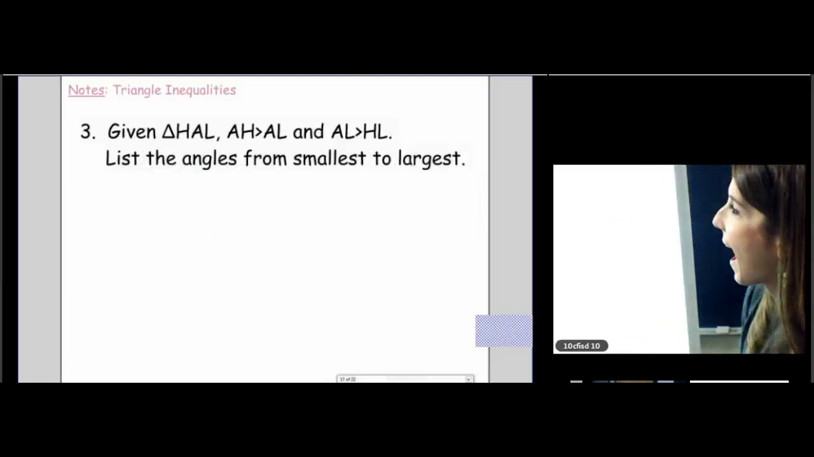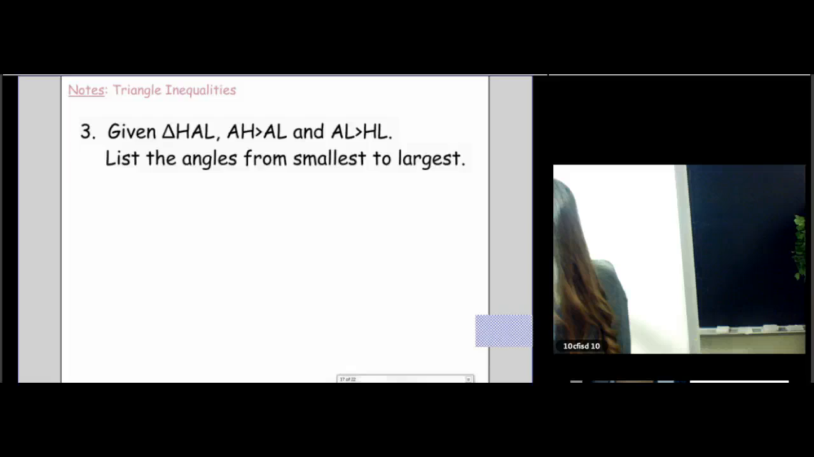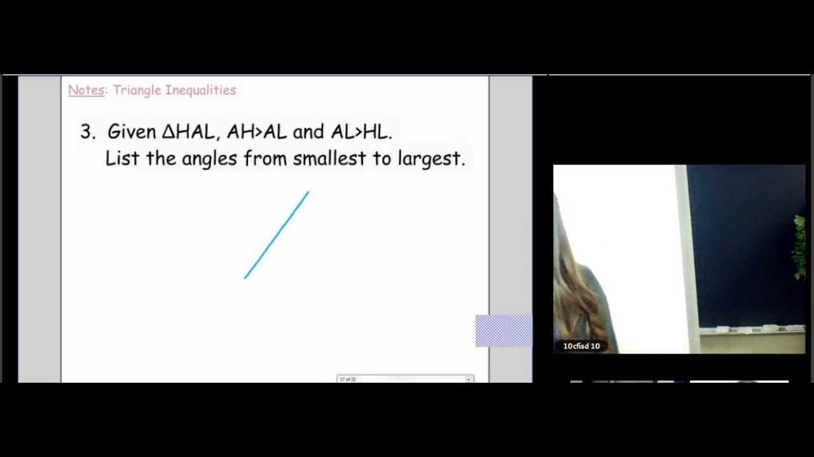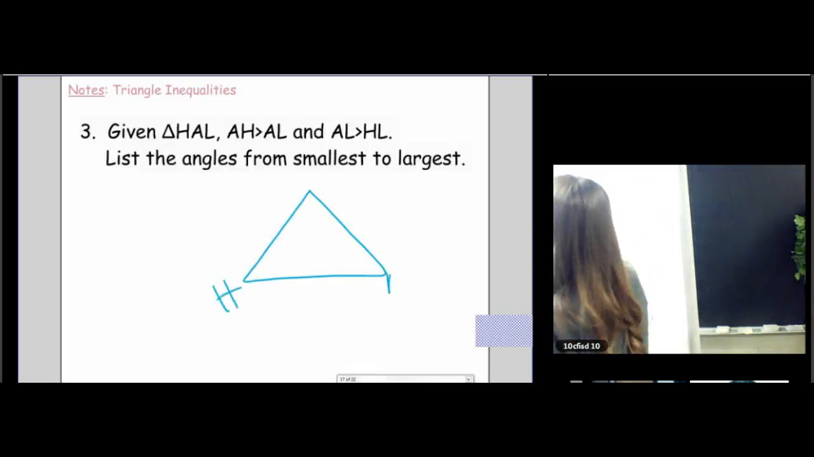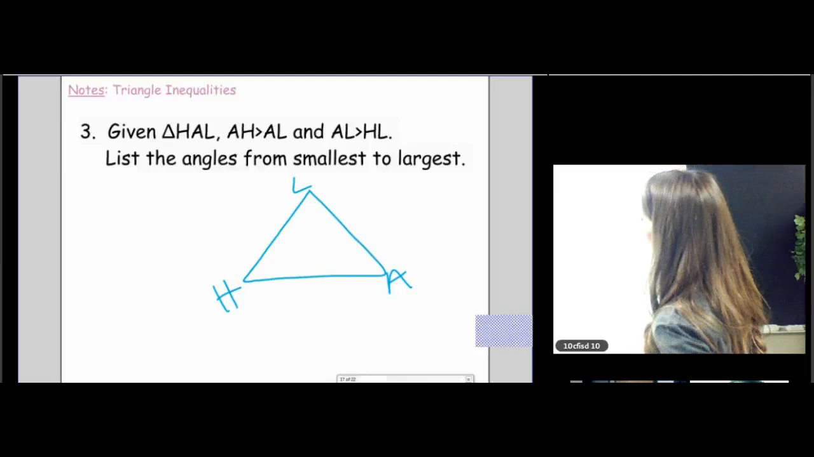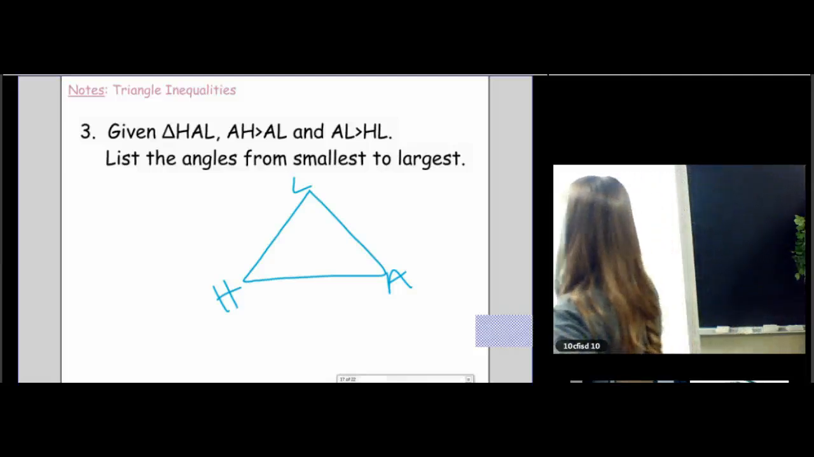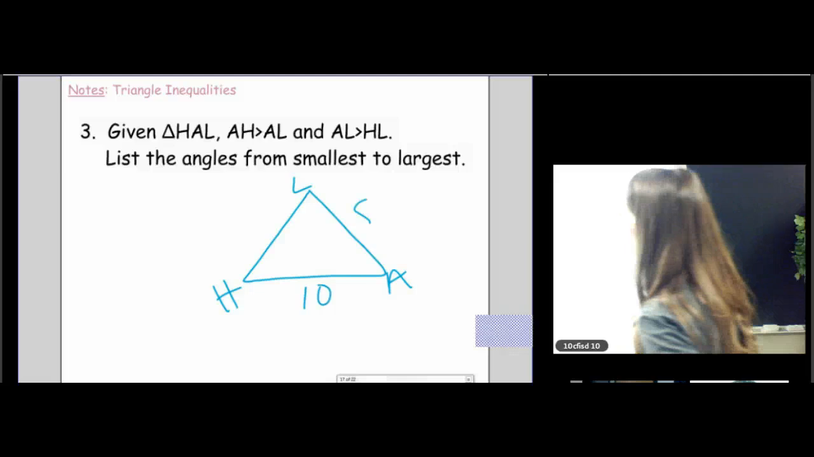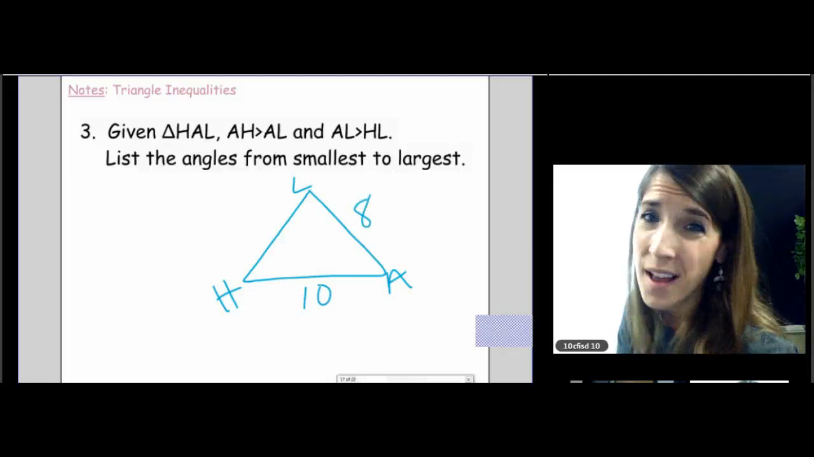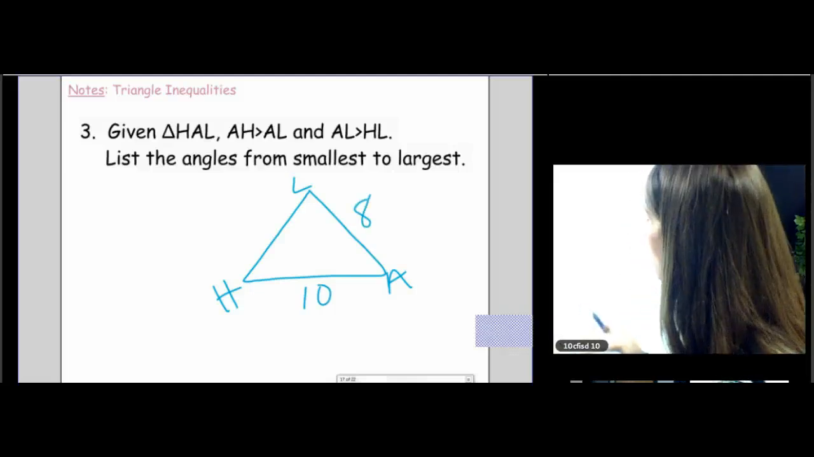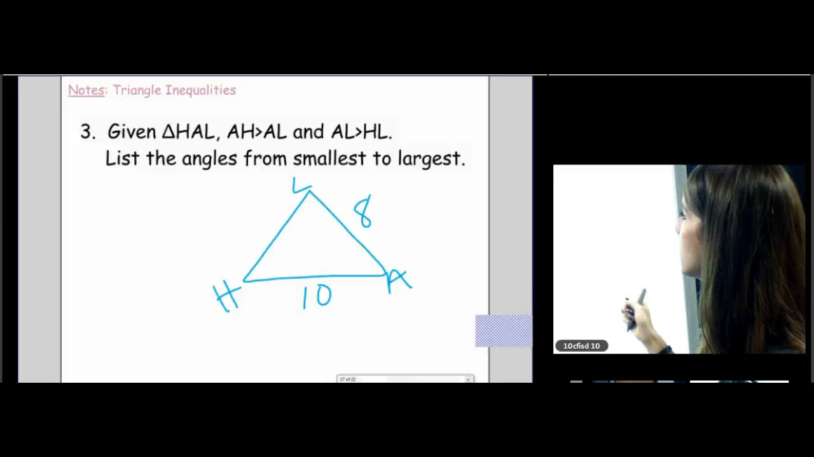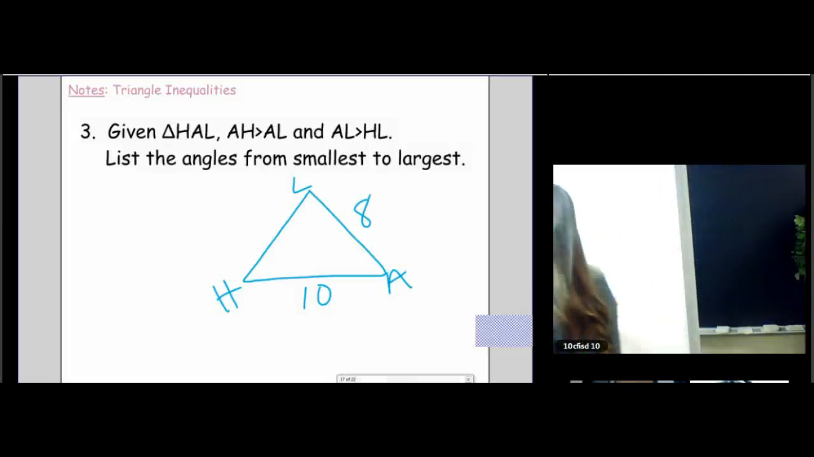Given triangle HAL, let's do triangle HAL, H-A-L. AH is greater than AL, so I'll just put some numbers. AH is greater than AL. I just made those numbers up. I just made up a number that was greater than the other. AL is greater than HL, so let's get smaller.